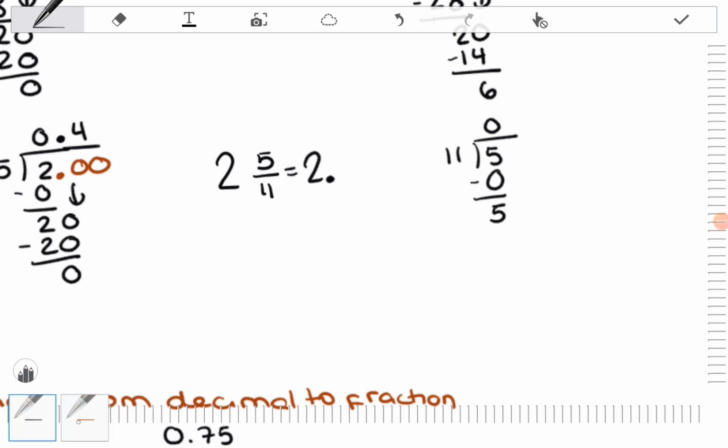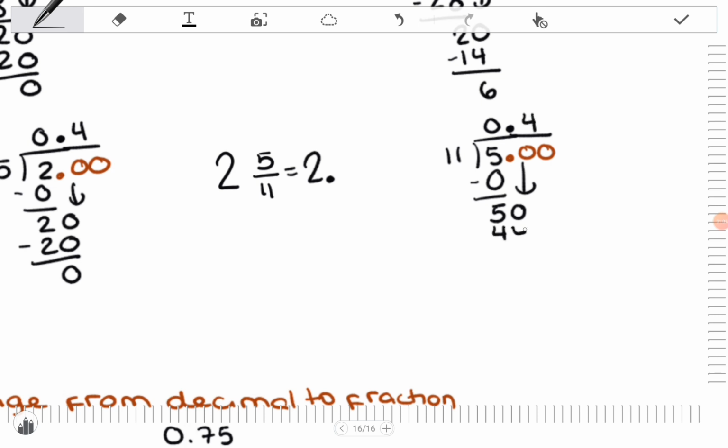As always, I'm going to write here 0.00, and I'm going to start with this. Before bringing this 0 down, there is a point, so I'm going to put it up, and now I can bring the 0 down. It's going to be 50. 11 times what is close to 50? 11 times 4, right? And 11 times 4 is 44. And we subtract. This is 6. Easy. Now I bring the next number down, the 0.